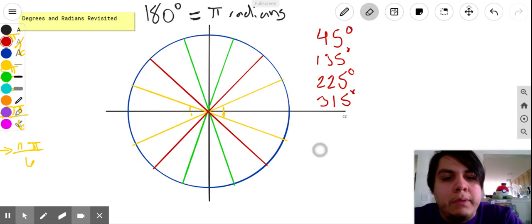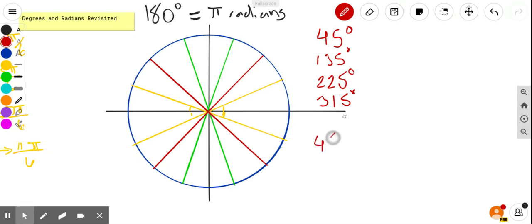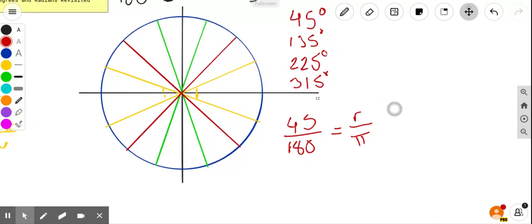So I need some room. Now I'm going to get rid of my face, just like that. Since I know that I have 45 degrees out of possible 180 degrees, and that's the same as having r radians over pi radians, then same strategy. I just need to simplify my fraction and use that to go ahead and solve for r.